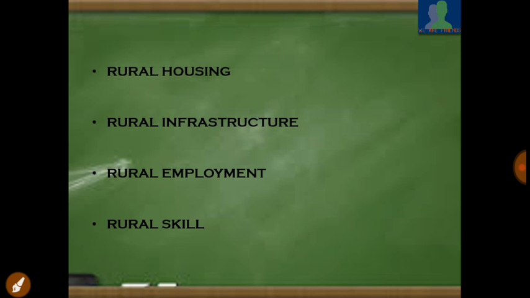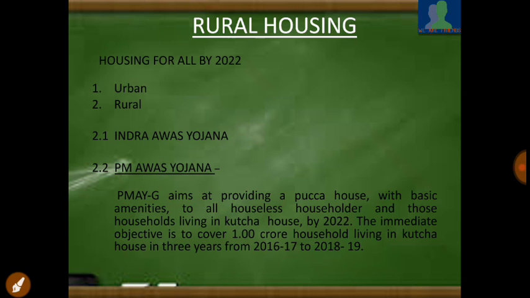In the Indian scenario, rural development generally revolves around these four sectors. First is rural housing, second is rural infrastructure, third is rural employment, and fourth is rural skills. We'll see this topic one by one. First one is rural housing.